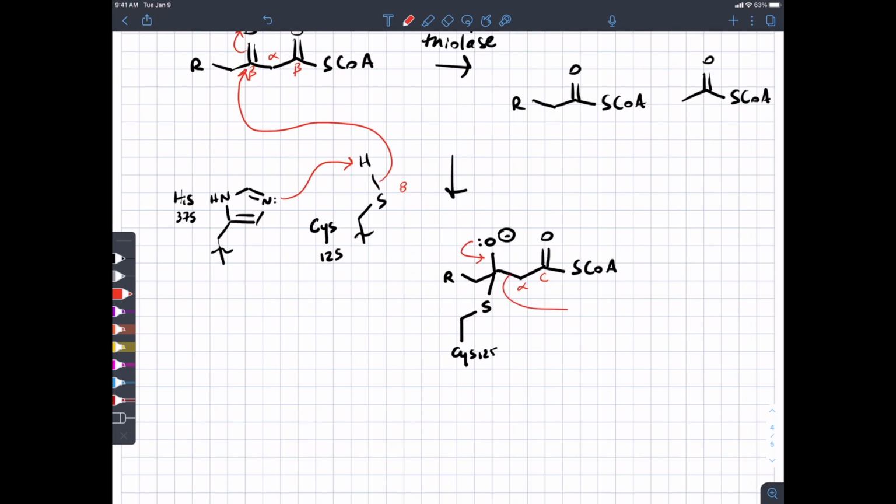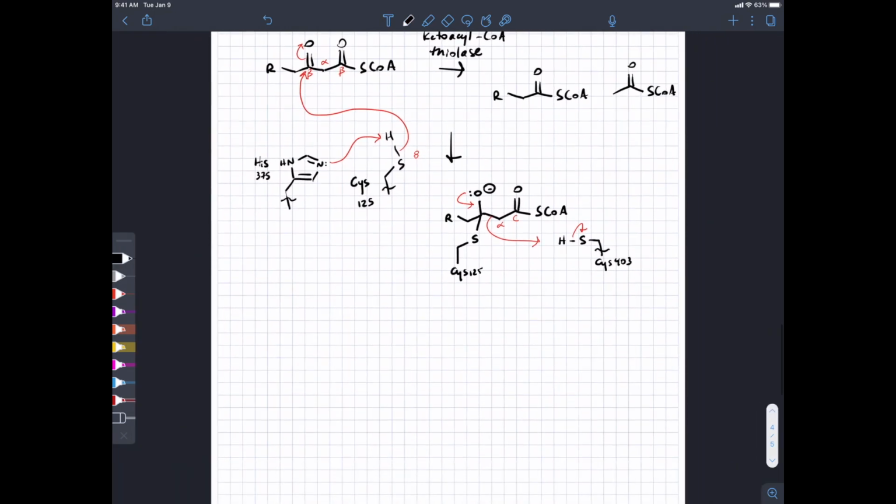As it's leaving, it steals a proton from another histidine residue. Another cysteine residue. This is cysteine 403. Do you have to memorize that? Please, please, please do not. So we've now got an enzyme-bound thioester and acetyl-CoA, which we now send to the citric acid cycle.